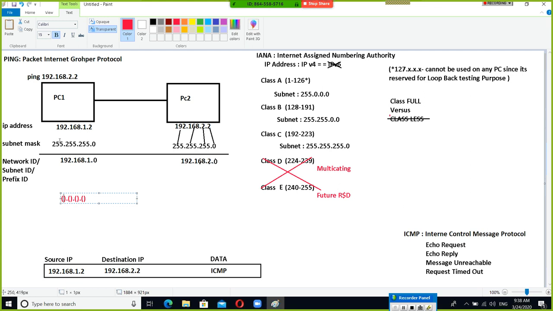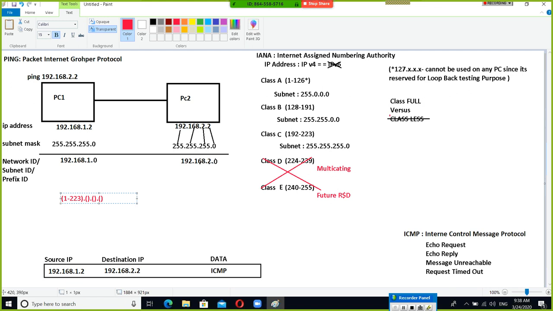So what is the range of the first octave? You've got class A range is 1 to 126, class B 128 to 191. So what is the range of the first octave, I ask you? What would be your answer? No, I'm asking you, what is the range? Now, if somebody asks you what's the range, the answer will be 1 to 223.